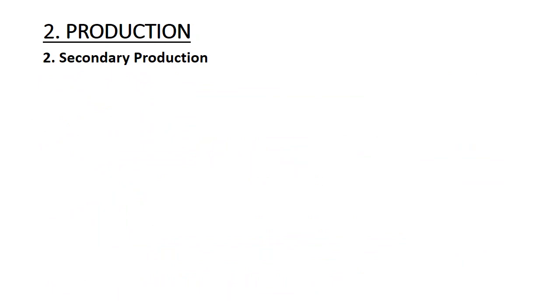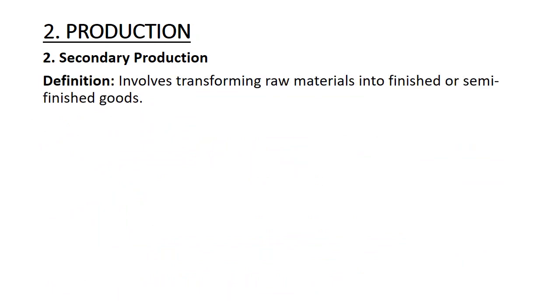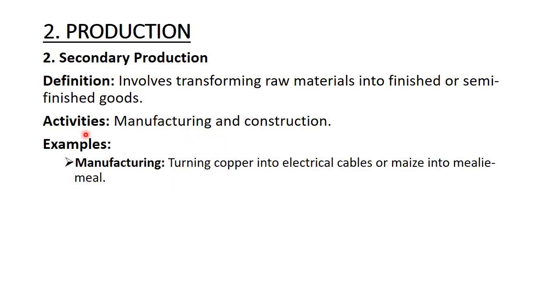Then the next is secondary production. In secondary production, it involves transforming raw materials into finished or semi-finished goods. So what you get from primary production, if you want to further refine those things to have finished goods, that is secondary production. Activities include manufacturing and construction. Examples: if you turn copper into electric cables or maize into mealie meal, that is secondary production. I know in Zambia we're able to turn maize into mealie meal, but copper into electric cables, yes, we're able to do that.